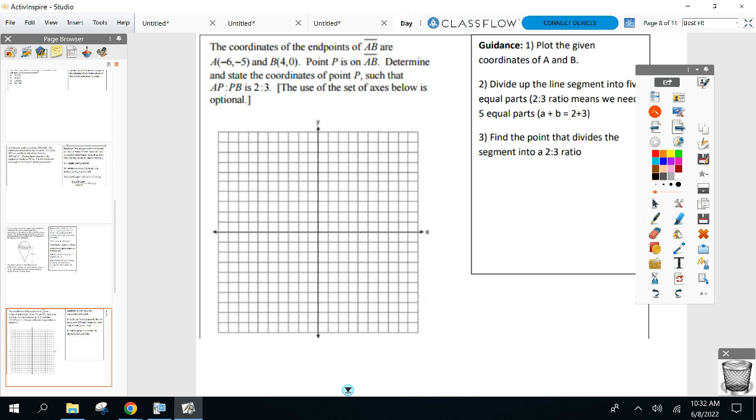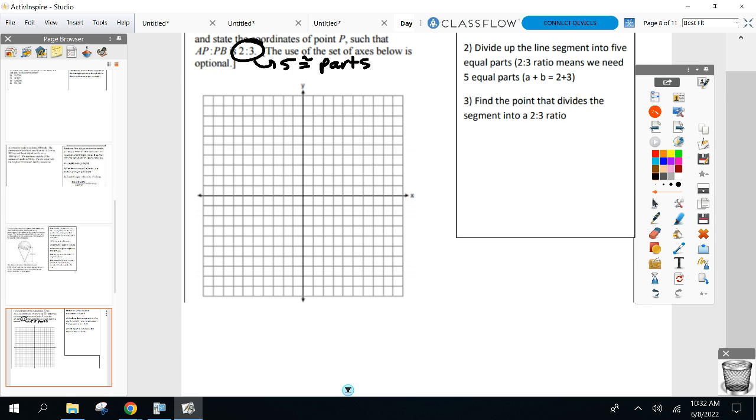Here we go. I'm not going to use the graph until the end. I never taught this to you using a graph, so I'm not going to use it until the end, and I'll show you. So I got point A and point B. Got to break it up into a ratio of 2 to 3. How many congruent parts is that going to be then? 5 congruent parts. So AB is going to be broken up into 5 congruent parts. I want to find the point that breaks it up 2 on the left, 3 on the right. That's what we're looking for.